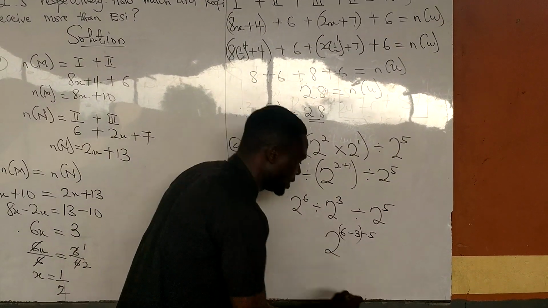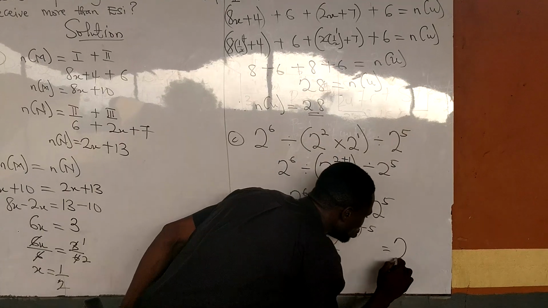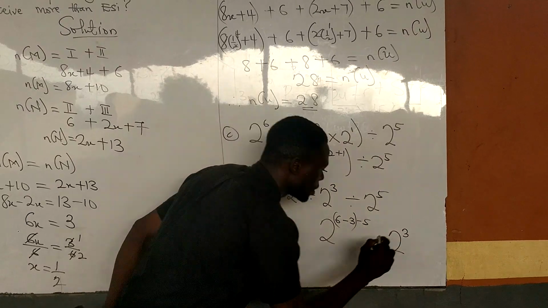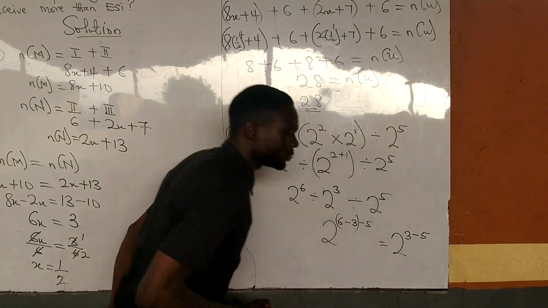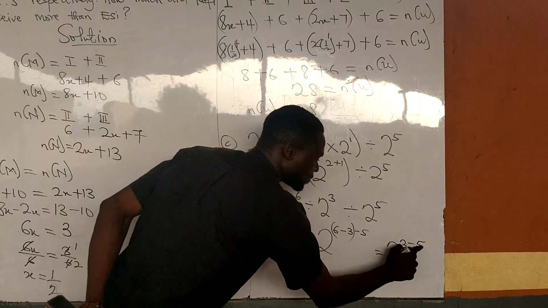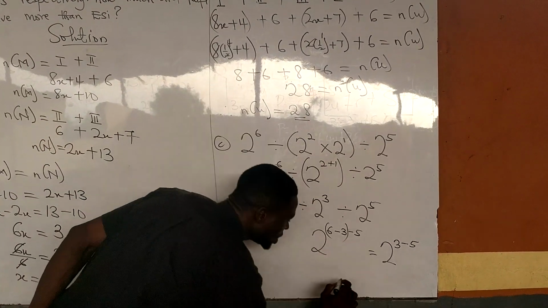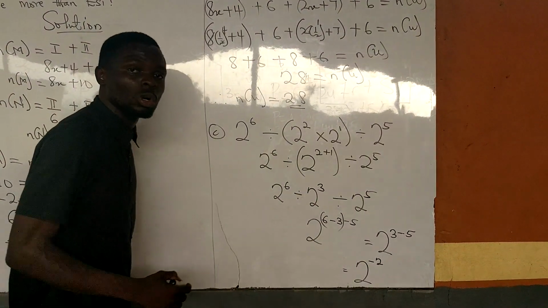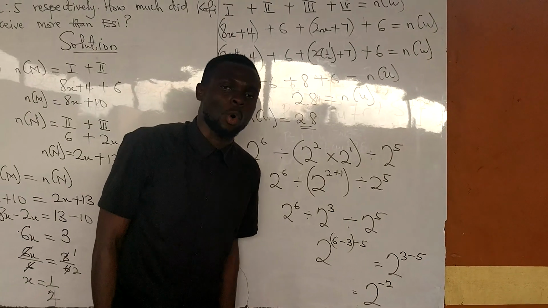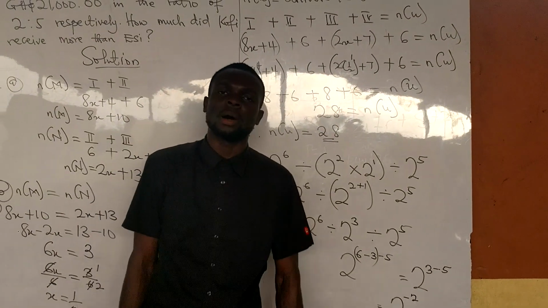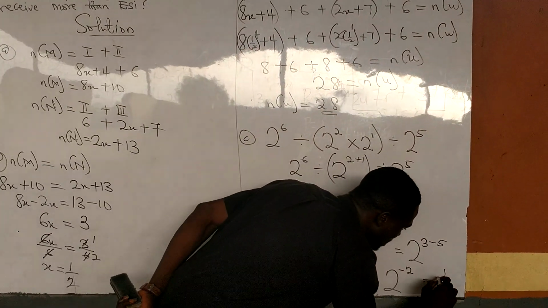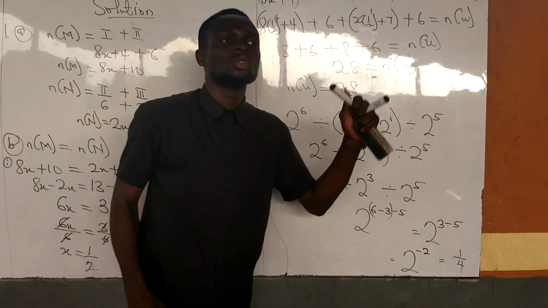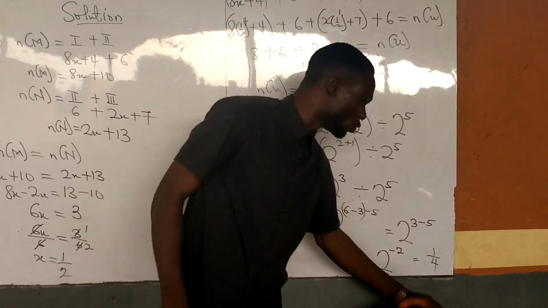If you put 2 in the bracket, we are going to get 2 raised to the power 6 minus 3, which is 3, minus this 5. Now 3 minus 5 is going to give us negative 2, which means our final answer will be 2 raised to the power negative 2, which is the same as 1 over 2 raised to the power 2. The reciprocal gives you 1 over 2 raised to the power 2, which is 1 over 4.